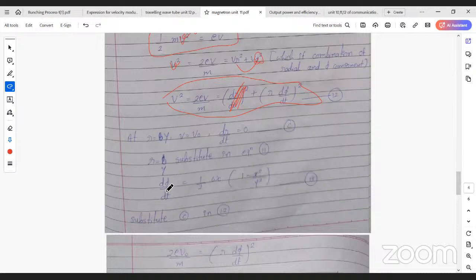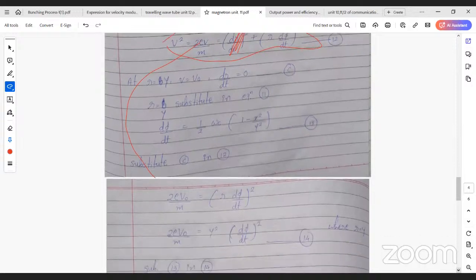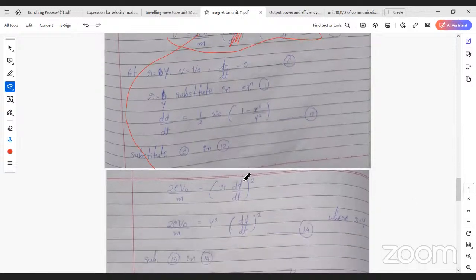Here, in place of v, I substituted v naught: 2e v naught by m, with dr by dt equal to 0. If dr by dt equals 0, what will we get? r times d phi by dt, whole square. In place of r, substitute y. R square means y square times d phi by dt, whole square.